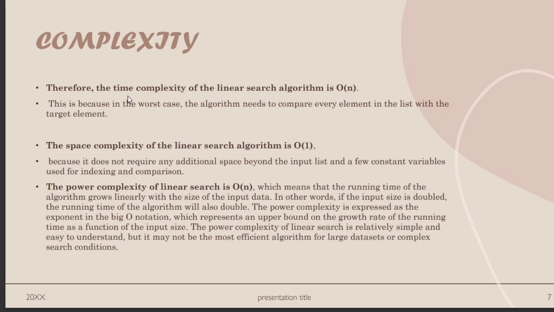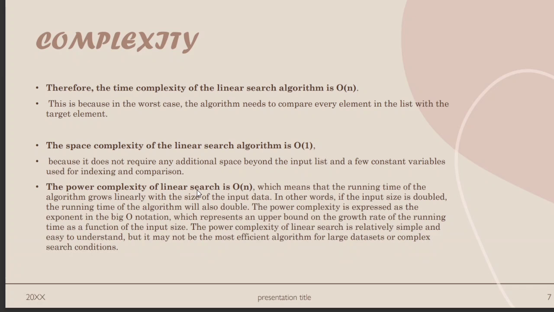Then the complexities. Therefore, the time complexity of the linear search algorithm is O(n). This is because in the worst case, the algorithm needs to compare every element in the list with the target element. The space complexity of the linear search algorithm is O(1) because it does not require any additional space beyond the input list and a few constant variables used for indexing and comparison.